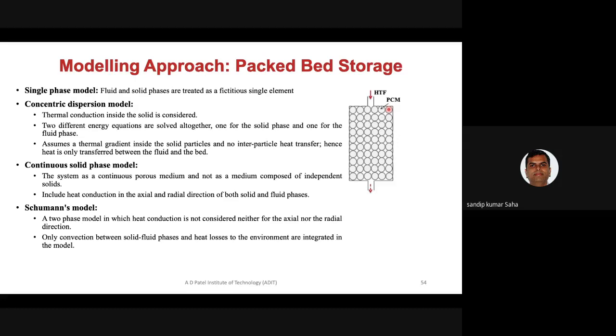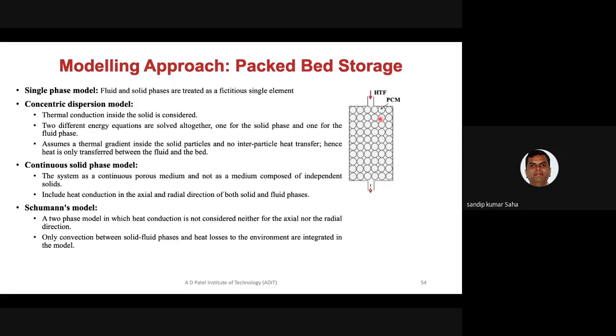Whereas in the porous medium model, you don't actually model these capsules. Rather, you imagine this capsule as porous medium. So in the discrete element model, you will get microscopic analysis, whereas the porous medium will give you macroscopic analysis. It's a sort of average value.